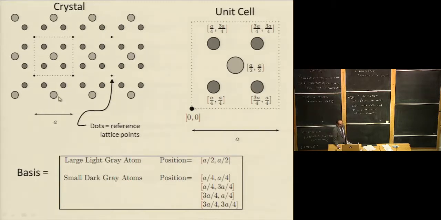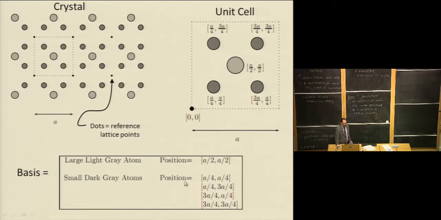Now, a basis is that we should list off all of the objects in the unit cell referenced to the reference lattice point, which we call coordinate 0, 0. So we would say, for example, there's a large light gray atom at position a over 2 here with respect to this point 0, 0. Then there are small dark gray atoms at positions a over 4, 3 over 4; a over 4, 3 over 4, 3 over 4; and a over 4, a over 4, so, 3 over 4.